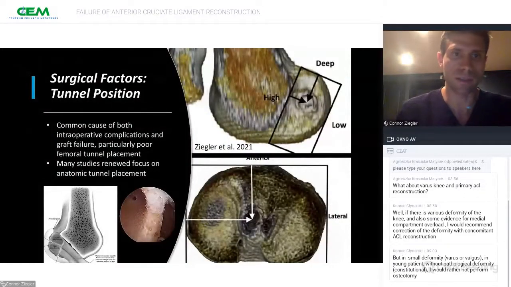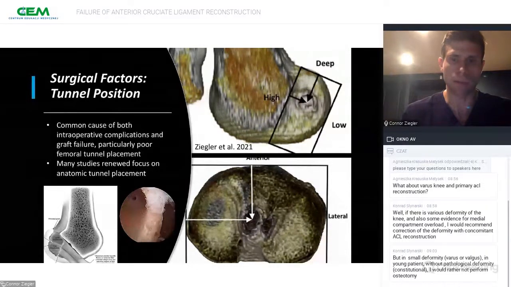And surgical factors such as tunnel position are also very important. We know that there's a common cause of both intraoperative complications and graft failure with tunnel malposition, and this is particularly so with femoral tunnel position. And we've had many studies over the last 15 years with a renewed focus on anatomic tunnel placement.